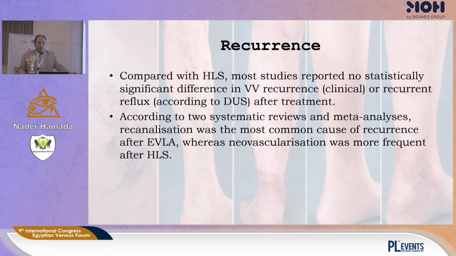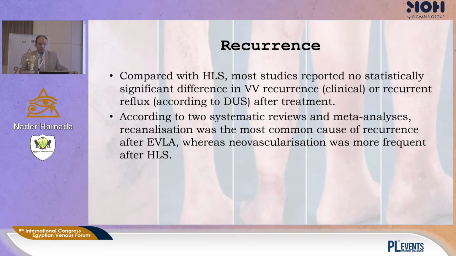Compared with high ligation and stripping, most studies reported no statistically significant difference in varicose vein recurrence. And we have to remember this very important point: it's a totally different thing when we are commenting on recurrence as a clinical scenario in comparison to a radiological finding. This was very obvious when we talked about recurrence following laser and radiofrequency: most of these recurrences were not really clinically relevant, and the quality of life of patients when assessed was superior in comparison to surgery. So not every recurrence or a long stump will be clinically relevant and will upset the patient.